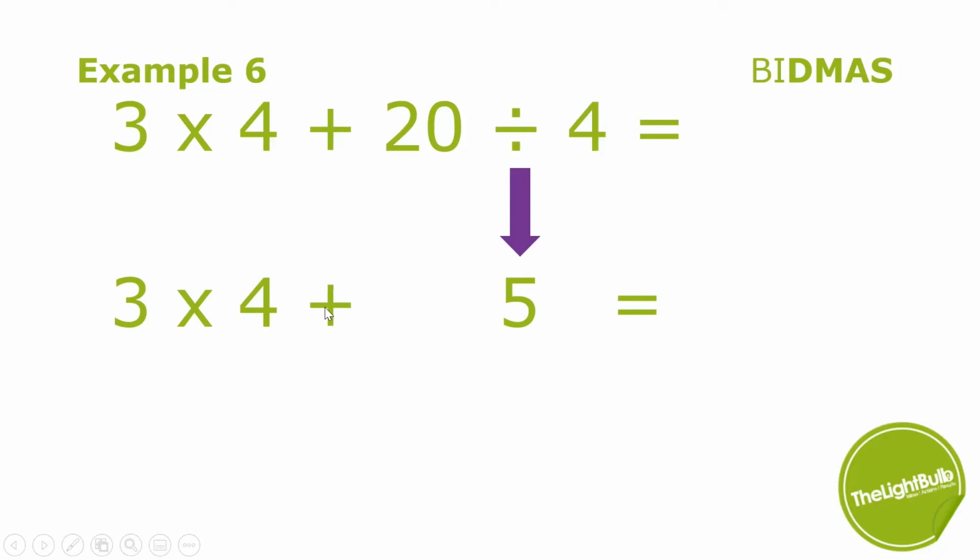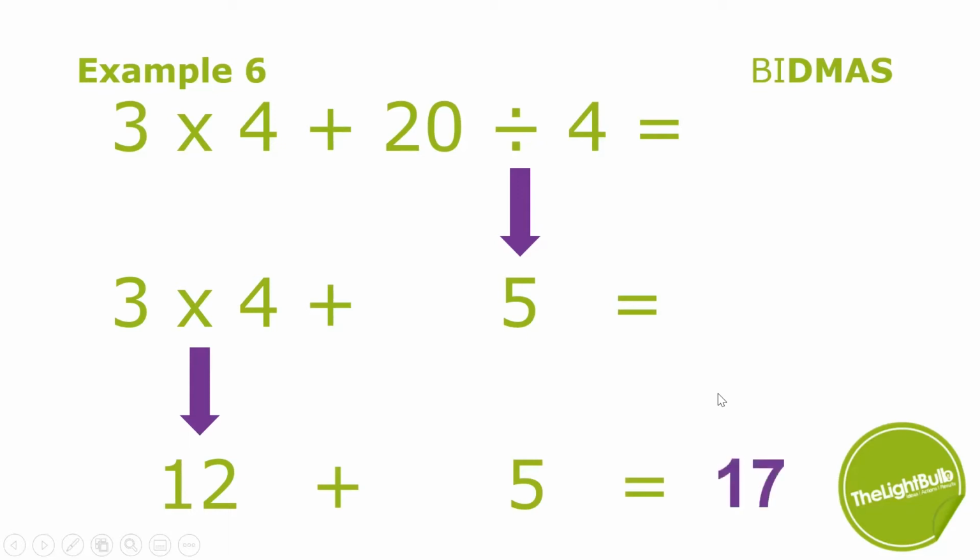Which one of those comes first? Well, going back to the word BIDMAS, we can see that the multiply, the M, comes before the A, which is the add. So therefore, it's the multiply that we do next. So 3 times 4 is 12. And then we can rewrite this once more on the line beneath. 12 add 5 equals 17. So working it through methodically every time, according to BIDMAS, helps us to ensure we get the right answer.